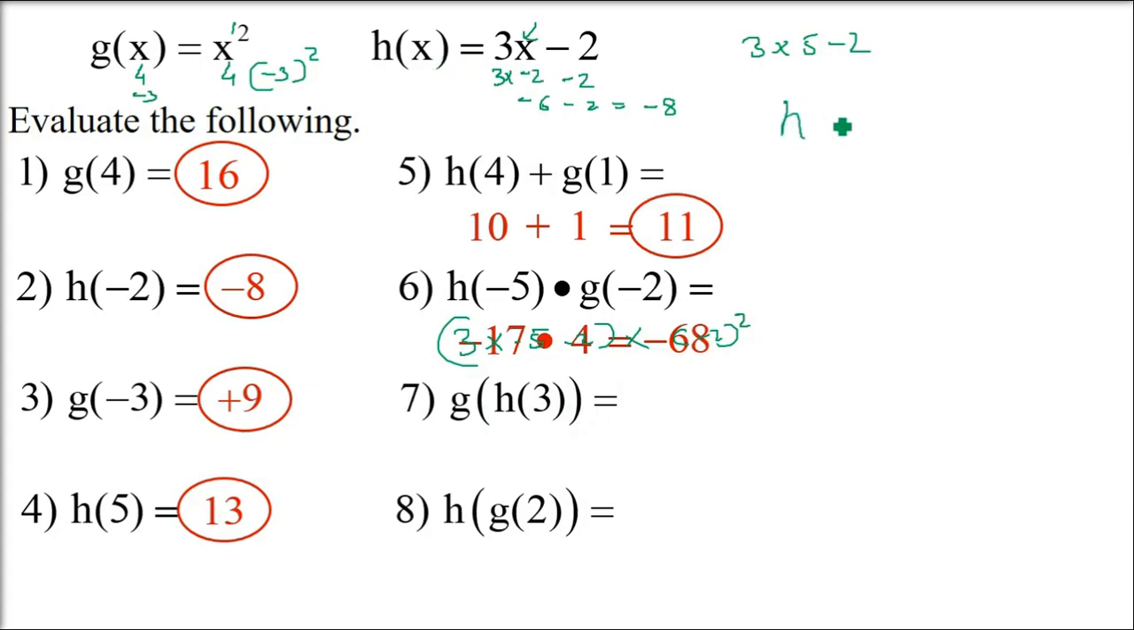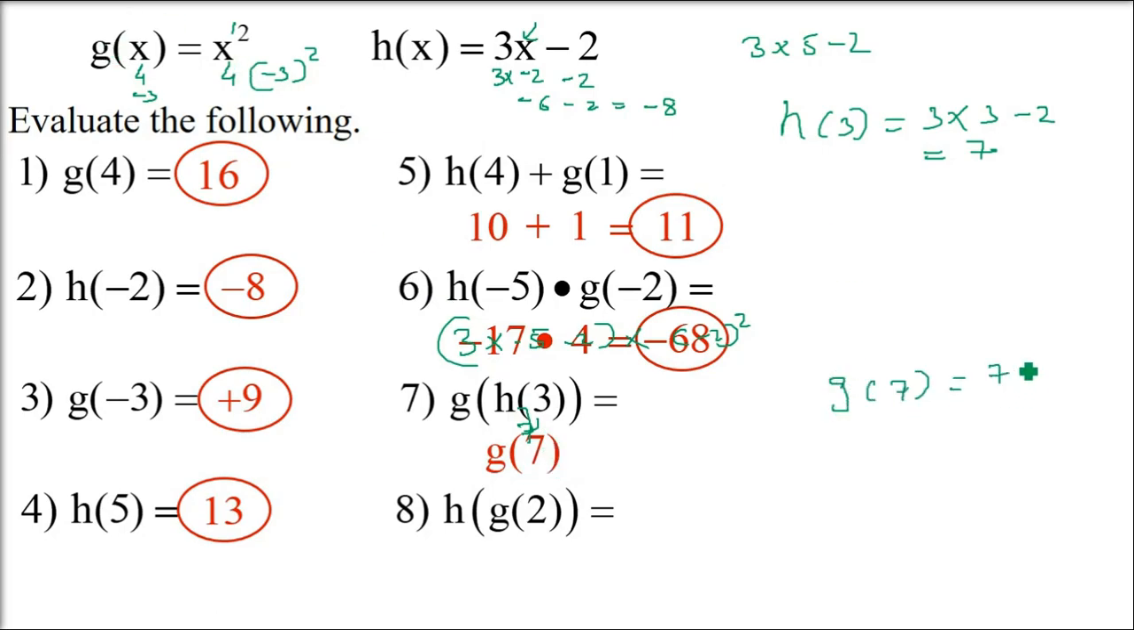GH3. Let us take 3. H3. So 3 into 3 minus 2. 9 minus 2 is 7. Now you have to put this 7 in G. That is G7 you have to find out. G7, okay, put it here. 7 squared is 49.